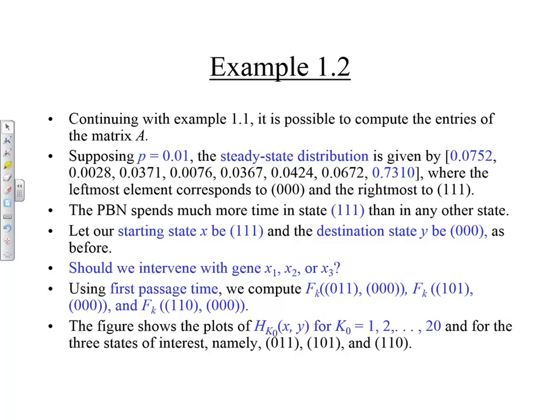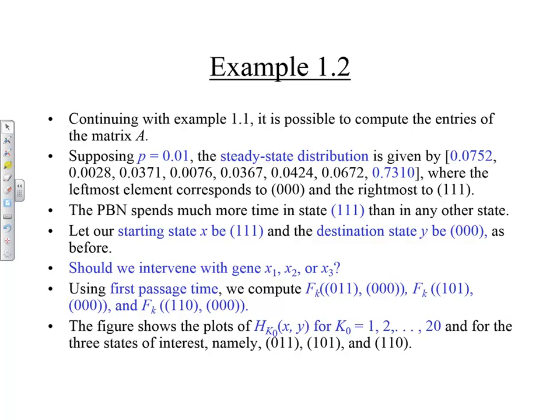So there are 8 states, and these have different weights. You can see that the leftmost element corresponds to 0, 0, 0, and the rightmost to 1, 1, 1. You can see that the PBN is spending most of its time in that really bad state, like 0.7310, so you don't want that. So let our starting state be 1, 1, 1, and the destination state y be 0, 0, 0, because we are saying that that's the good state.